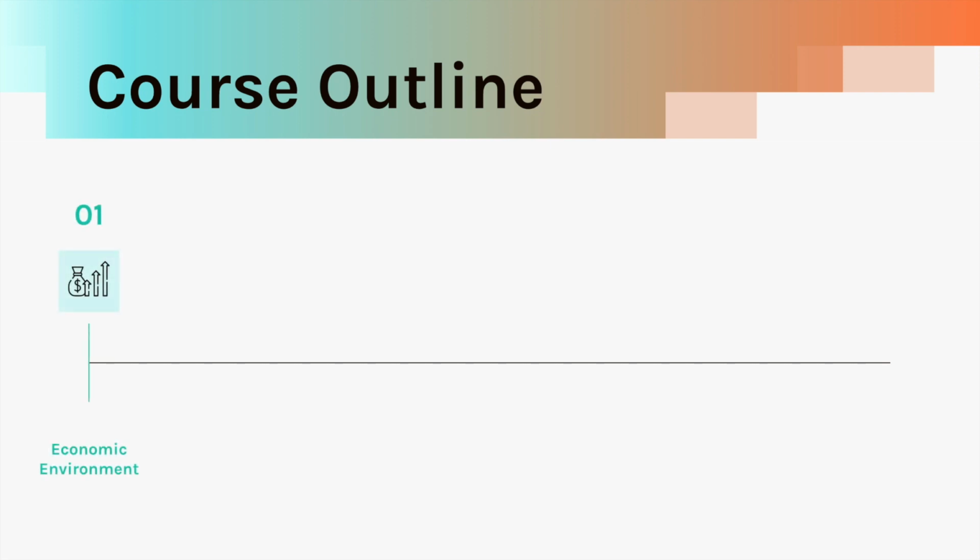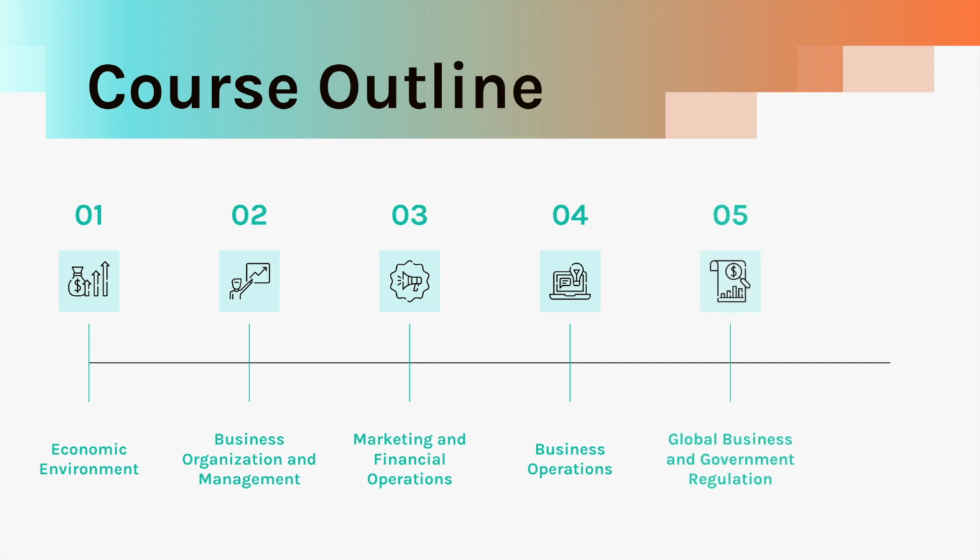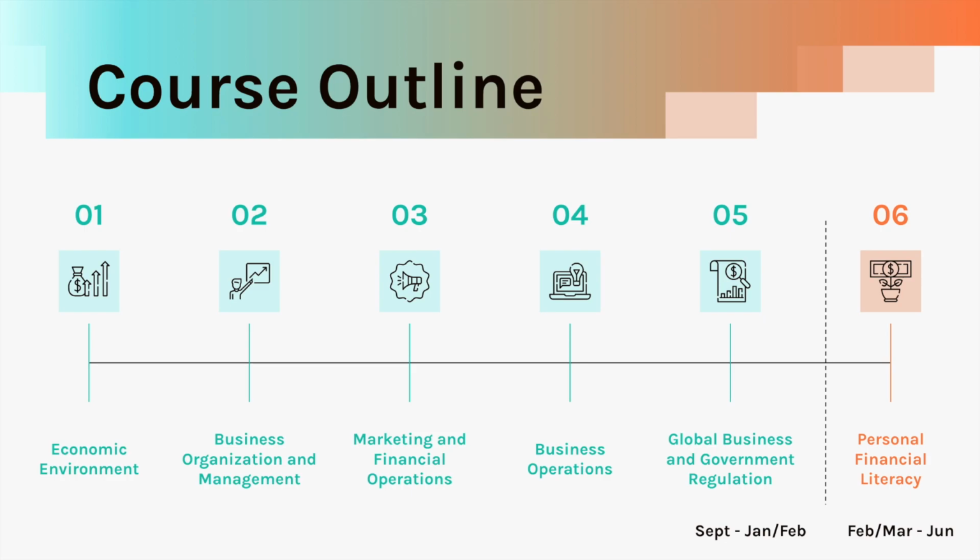Our first unit that we cover is Economic Environment. Our second unit is Business Organization and Management. Unit number 3, Marketing and Financial Operations. Unit 4, Business Operations. Unit 5, Global Business and Government Regulation. Typically, these first 5 units are covered towards the beginning of the year. Then, sometime around February, March, until the end of the school year, we focus on the 6th and final unit, which is Personal Financial Literacy.